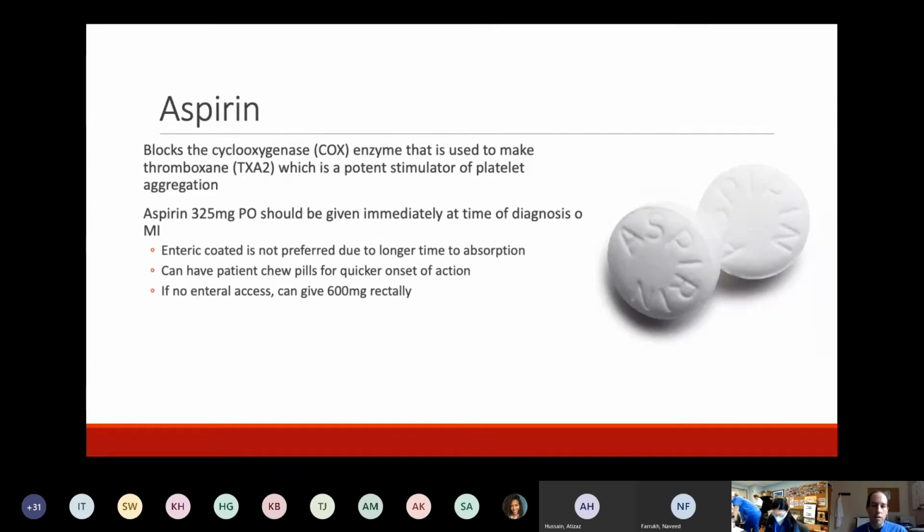Ideally, you don't want to do enteric-coated aspirin. It has a longer time to absorption due to the enteric coating. And if you really want to speed it up, you can have the person chew the pills. It makes the absorption even quicker.